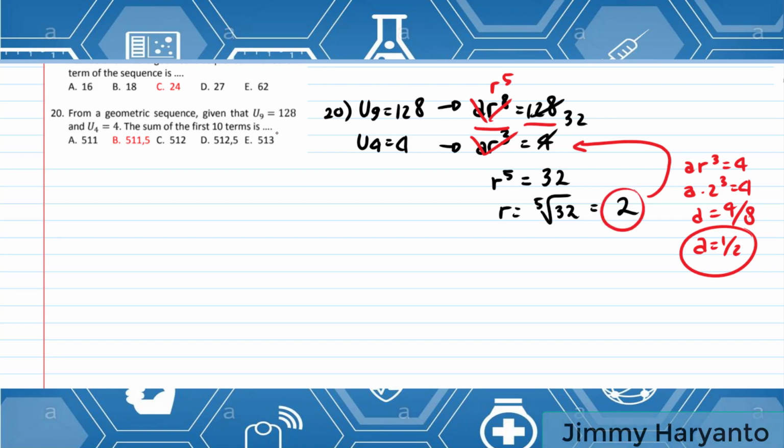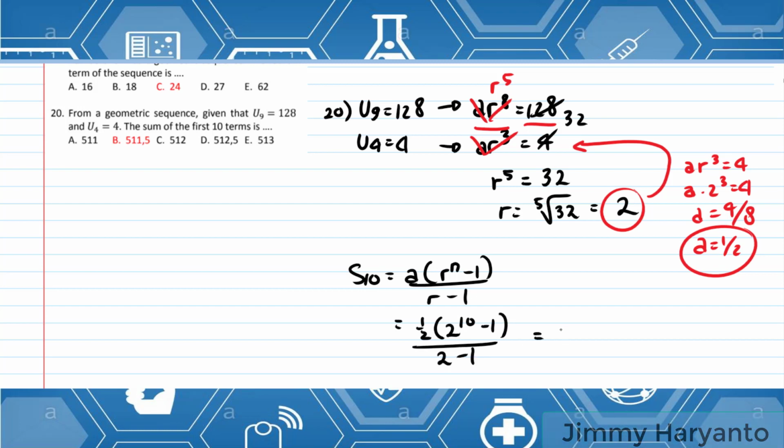And then the sum of the first 10 terms. The sum of the first 10 terms means S10. S10 equals a in the bracket. The r is 2, so r to the power of n minus 1 over r minus 1. A is half, and then 2 to the power of 10 minus 1 over 2 minus 1. The result is half in the bracket 1023 over 1. So 511.5.